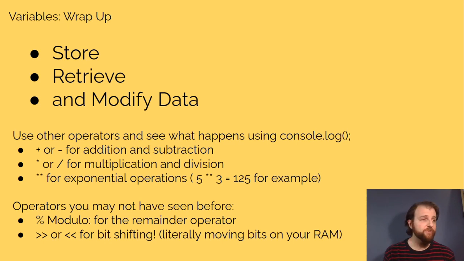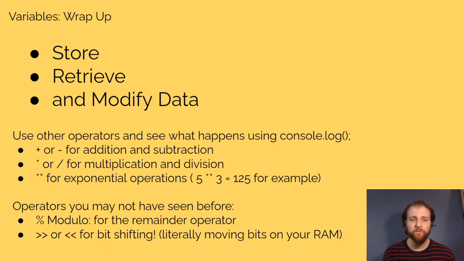And there's a lot of different types of operators. One is plus or minus, it's add or subtract. Multiply and divide, you can use those. You can also use double multiply symbol for exponential operators. So 5 to the power of 3 is 125.